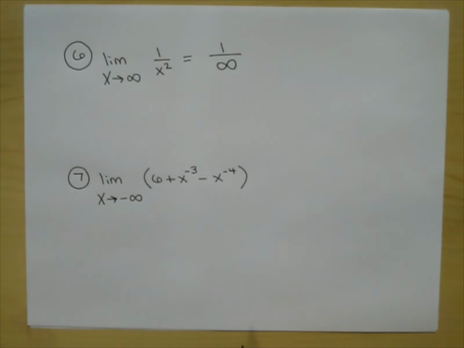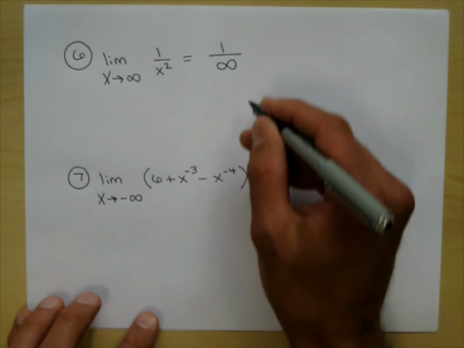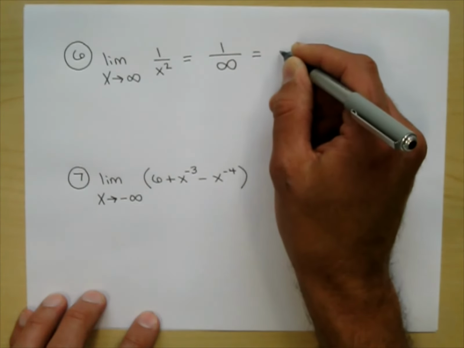Problem number 6. Let's go ahead and put infinity in there. And so this is going to be 1 over infinity squared. Infinity squared is infinity. That's part of our arithmetic. And then here's some more arithmetic. And we saw this on our arithmetic page, except it had a 3 on it. So 1 over infinity happens to be 0.